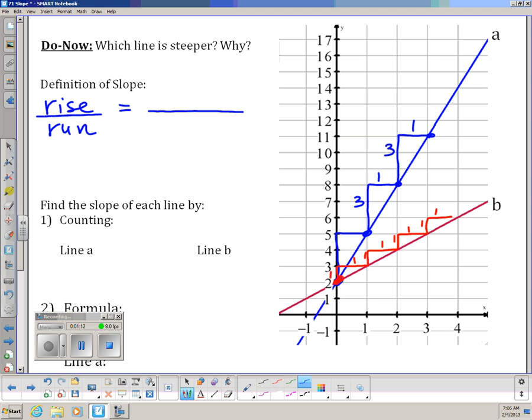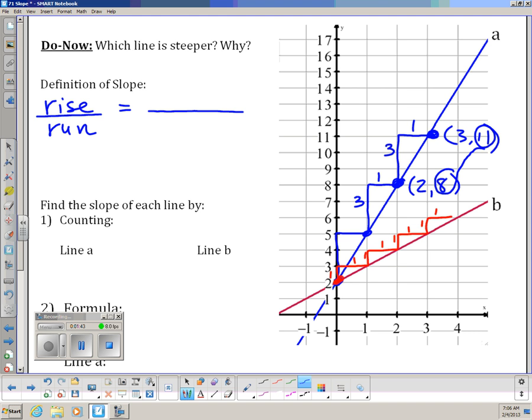And the way we come up with this as a formula is, if we have 2 points on the line, say for example, I'll take these 2 points. This is the point 2, 8. And you can take any points, but I'm going to take this point 2, 8, and the point 3 comma 11. The way to get the rise is to take 11 and subtract 8.